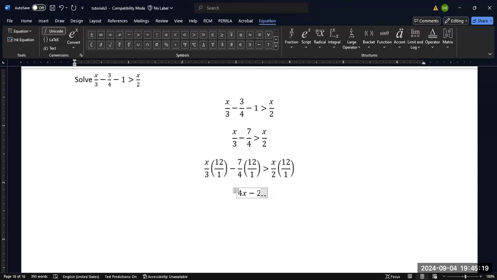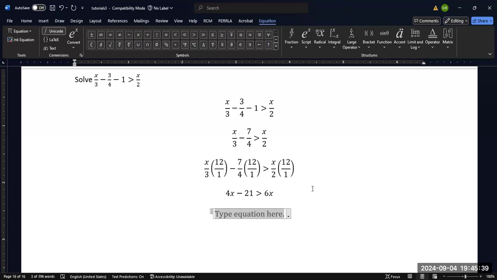So 3 times 7 is 21. And then 2 is going to partially cancel with the 12 and leave a 6. So that leaves me with a 6x. Now, since I'm not multiplying by a negative number, I don't have to worry about flipping the inequality or anything.